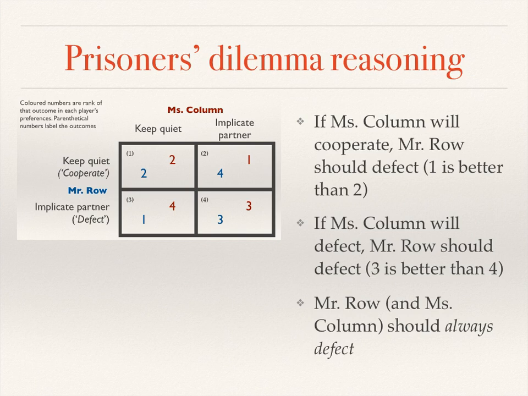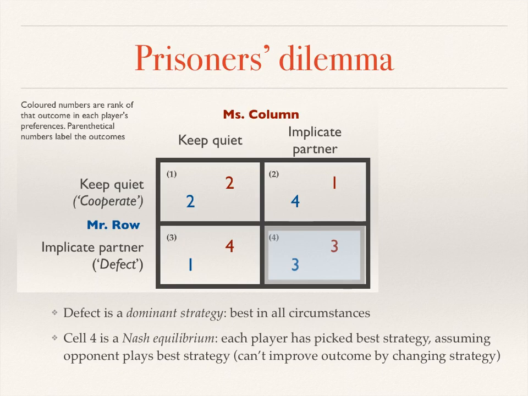So now what we've discovered is that if Ms. Collum will cooperate, Mr. Rowe should defect because 1 year is better than 2 years. If Ms. Collum will defect, Mr. Rowe should also defect because 3 years is better than 4 years. And Mr. Rowe should always defect, and because Ms. Collum's choices are exactly analogous, she should always defect too. Formally, in the fancy terminology of this, defect is a dominant strategy. It's best in all circumstances, no matter what the other player does.